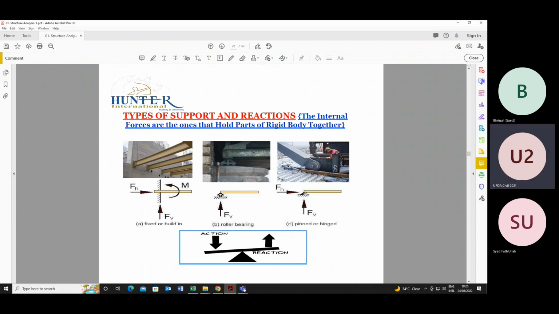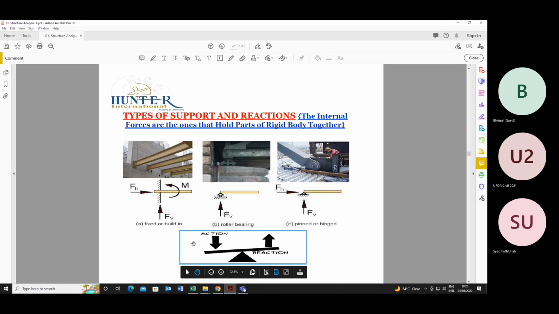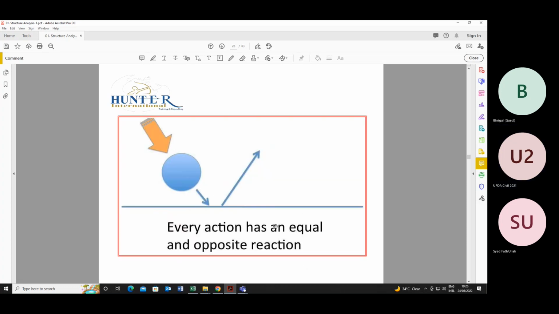A hinge support is always free to rotate. It means there will not be any moment. So there will always be only a vertical reaction and a horizontal reaction. For any action, there is always a reaction. Like this is simply supported. You put a load here, it will be the action. To balance this action, there will always be a reaction, in the opposite direction. Every action has an equal and opposite reaction.